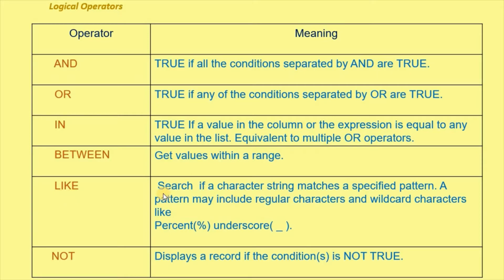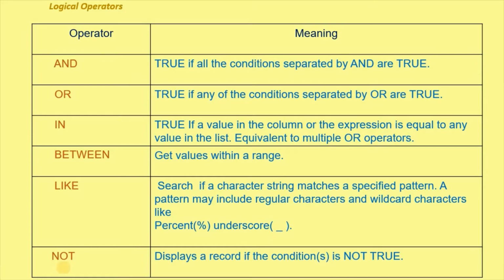Like operator. The like operator searches if a character string matches a specified pattern. A pattern may include regular characters and wildcard characters like % and underscore. So here we can search any string, meaning any name from a column, which matches the specified pattern. Suppose the pattern may be S%. In this pattern, the regular character is S and % is the wildcard character.